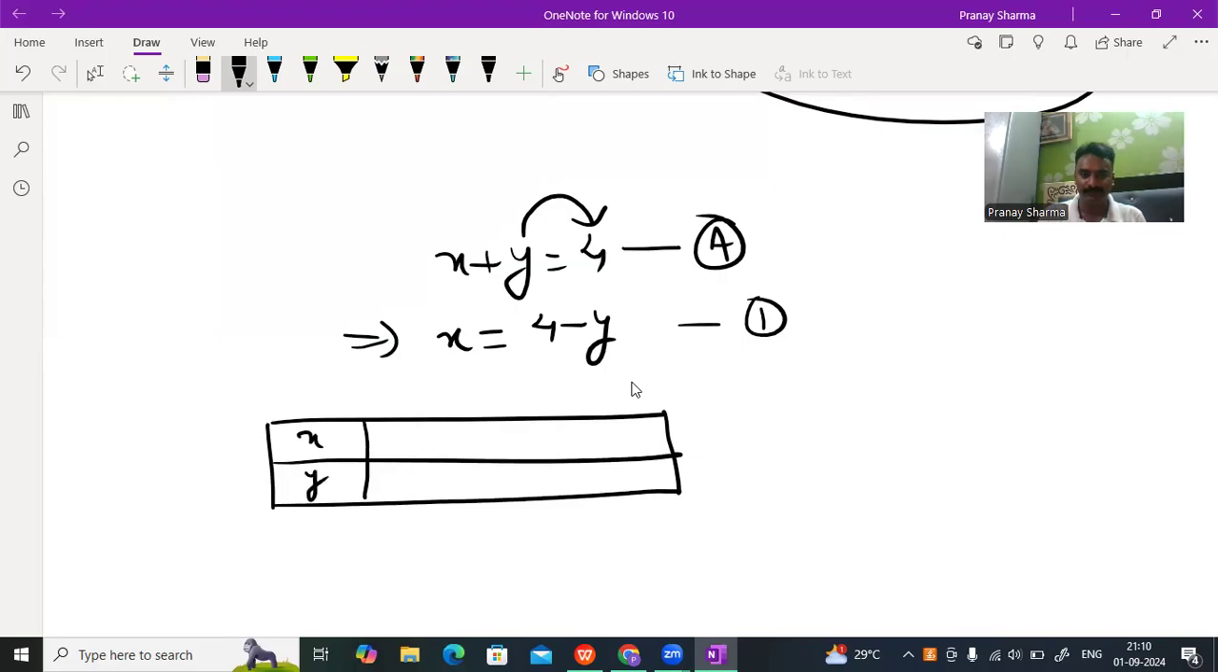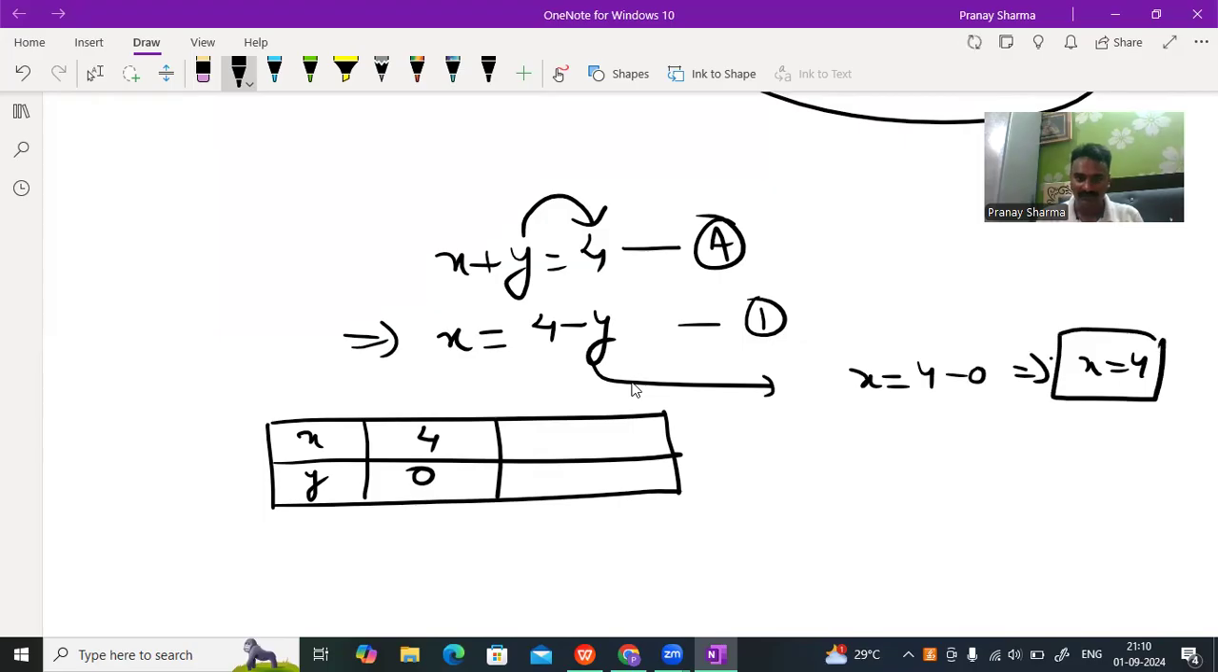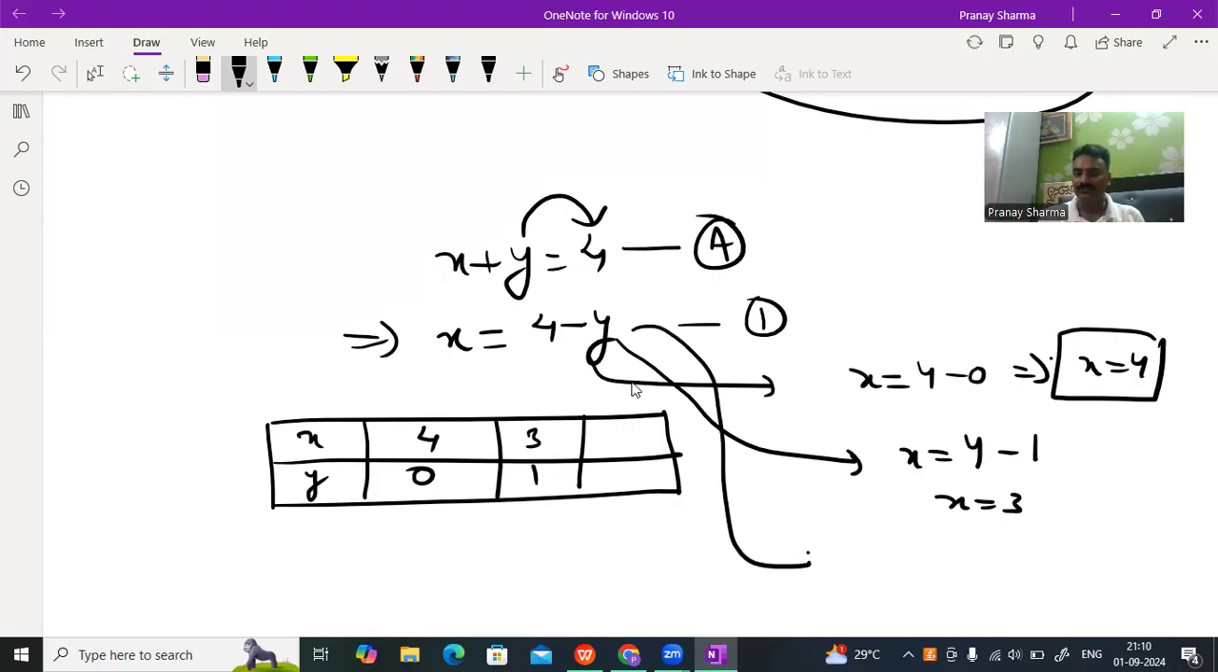x, y. Now suppose if y is 0, what is the value of x? 4, right? If in this equation you put y as 0, it will give you x as 4, right? If you put y as 1 in this equation, 4 minus 1, that means x will become 3. So x will be 3, 1. If you put y as 2, it is hit and trial, right? So x will be 4 minus 2, that is nothing but 2.